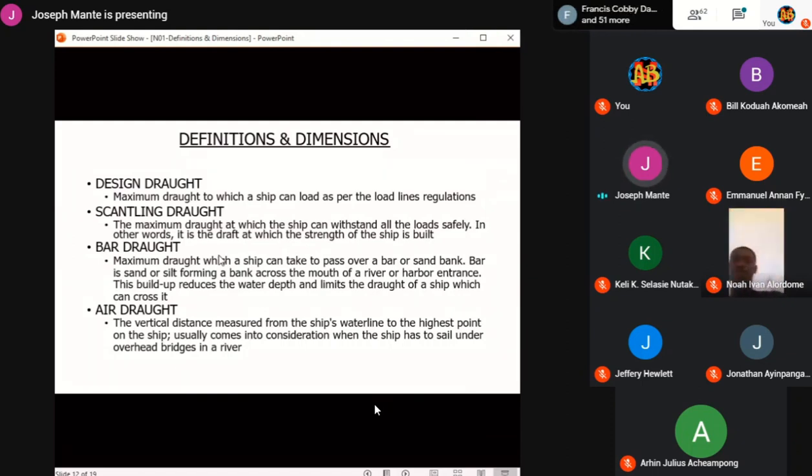So we are saying the design draft is the maximum draft which a ship can load as per the load lines regulations. You cannot load beyond that maximum. Then we have the scantling draft: the maximum draft at which the ship can withstand all the load with safety. In other words, it is the draft at which the strength of the ship is built. So we have different types of drafts: the design draft, the scantling draft, and the bar draft.